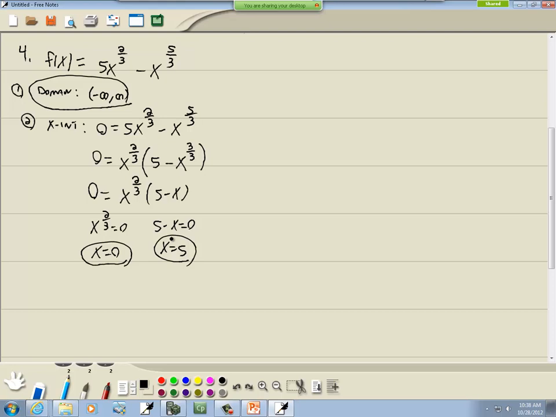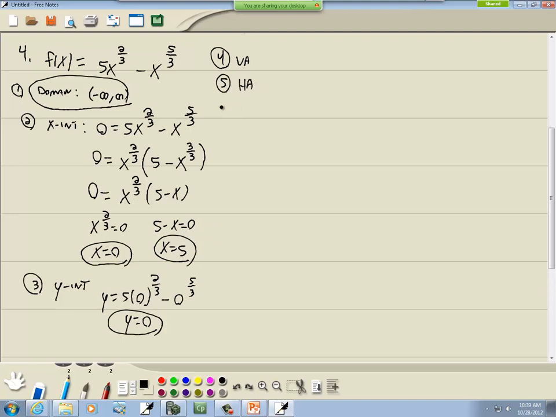Okay. Now our y-intercept. We always plug 0 into the other variable, so we plug 0 in for x. So y is equal to 5 times 0 to the 2/3 minus 0 to the 5/3, which gives us 0, which makes sense. If x equals 0, that's the origin. For our vertical asymptote, horizontal asymptote, and slant asymptote, all of those are none.